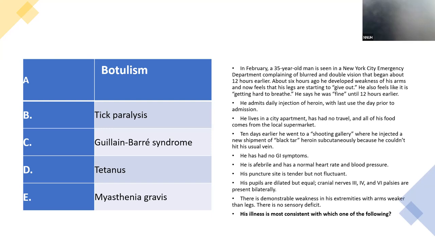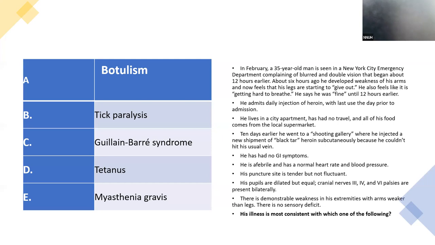Go ahead. In February, a 35-year-old man is seen in a New York City emergency department complaining of blurred and double vision that began around 12 hours earlier. About 6 hours ago, he developed weakness of his arms and now feels that his legs are starting to give out. He also feels like it is getting hard to breathe. He says he was fine until 12 hours earlier. He admits daily injections of heroin with last use the day prior to admission. He lives in a city apartment, has had no travel, and all of his food comes from the local supermarket. 10 days earlier, he went to a shooting gallery where he injected a new shipment of black tar heroin subcutaneously because he couldn't hit his usual vein.